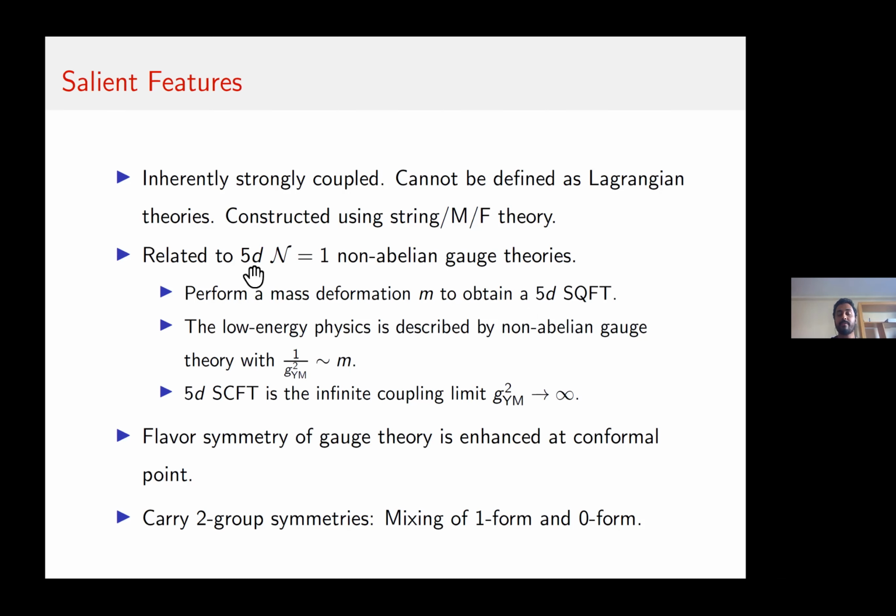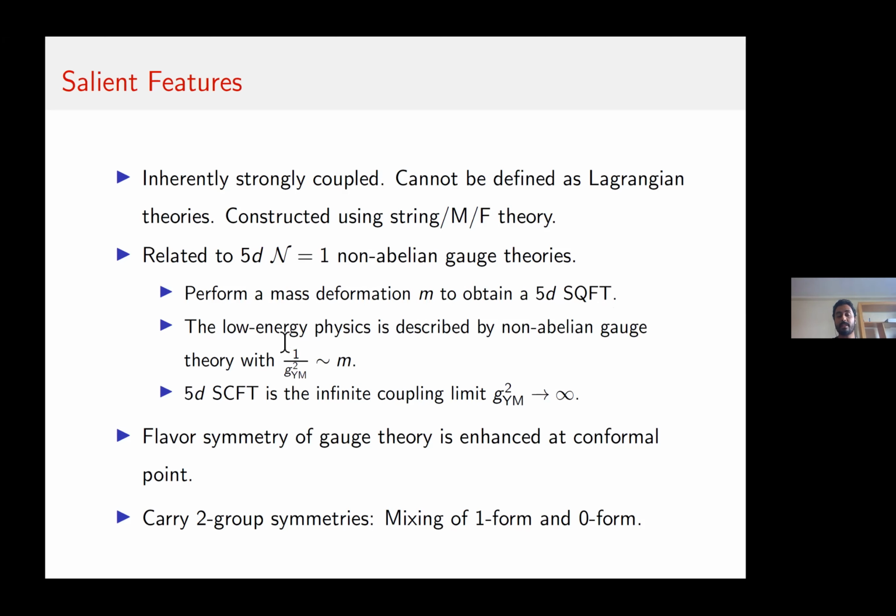These theories are related to 5-dimensional N=1 non-abelian gauge theories. And the relation is as follows. You start from a 5D SCFT and perform a mass deformation M. Now you obtain a 5-dimensional supersymmetric quantum field theory, which is not conformal. So this initiates an RG flow. And at the bottom of the RG flow, in many situations, you find that the low energy physics is described by this 5-dimensional supersymmetric non-abelian gauge theory.